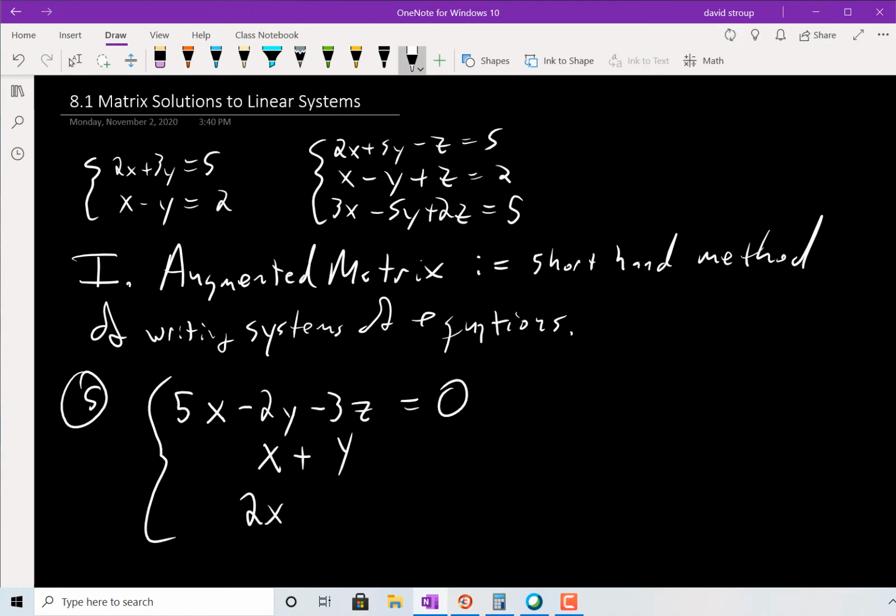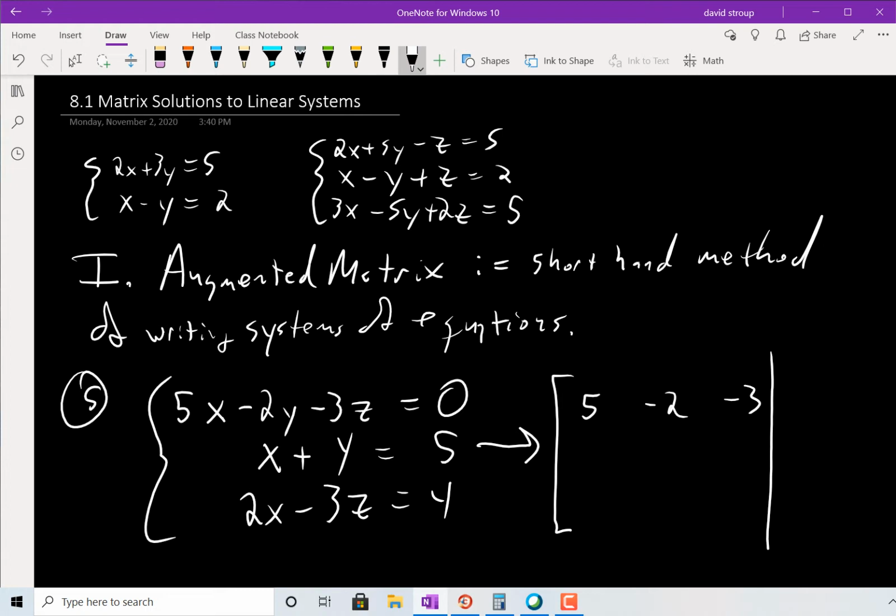And then 2x minus 3z equals 4. So an augmented matrix is basically just the same thing, except we get rid of all the variables. In the first row, we're going to put 5, -2, -3. And then instead of an equal sign, we're going to put this big bar there. And on the other side, we put what it equals. And then you just do that for each equation. Make sure they're in line.